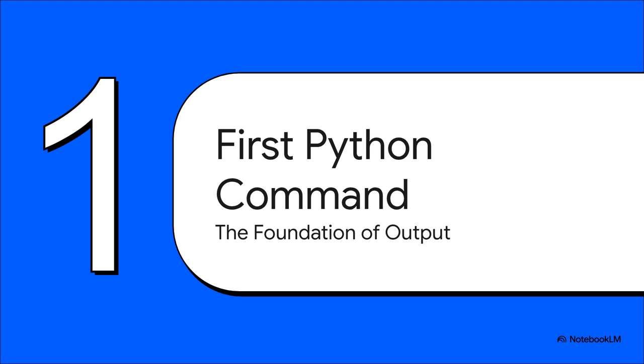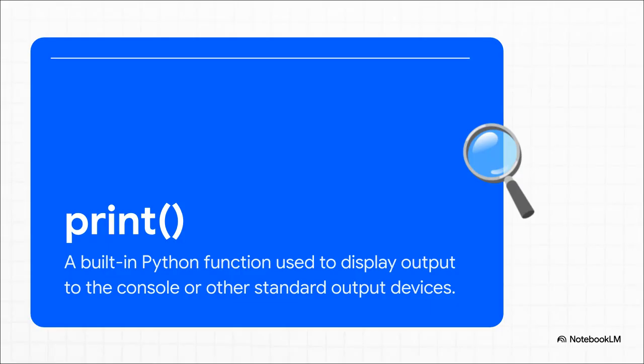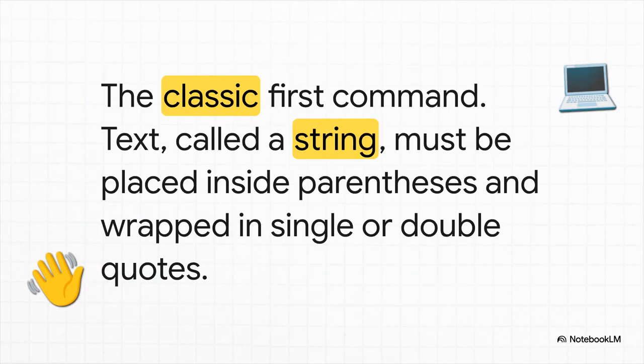For pretty much every single person who learns to code, this is exactly where the journey begins. So what actually is it? Well, print is what we call a built-in function. That just means it's part of Python's standard toolkit, ready to go right out of the box. Its whole purpose in life is simple. Take whatever you hand it and show it on the screen, the console or the terminal.